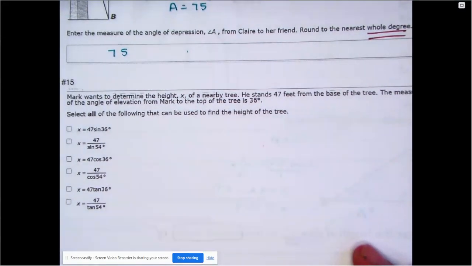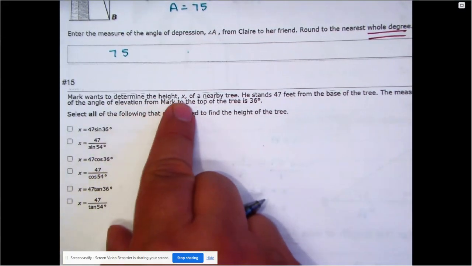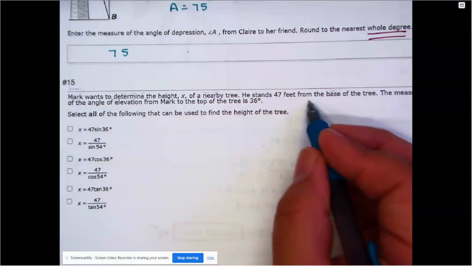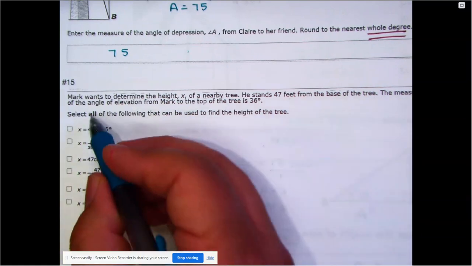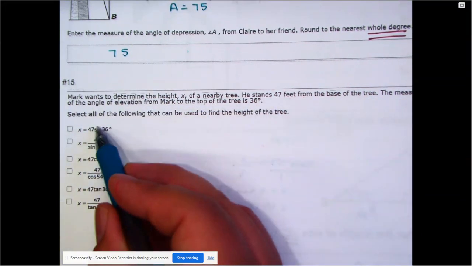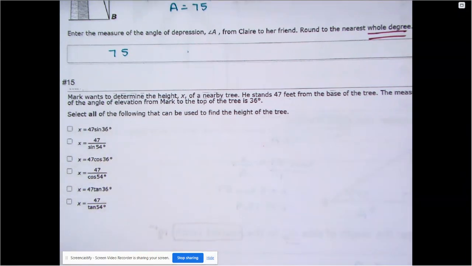So it says, Mark wants to determine the height x of a nearby tree. He's going to stand 47 feet from the base of the tree. The measure of the angle of elevation from Mark to the top is 36 degrees. Select all the following that can be used to find the height of the tree.